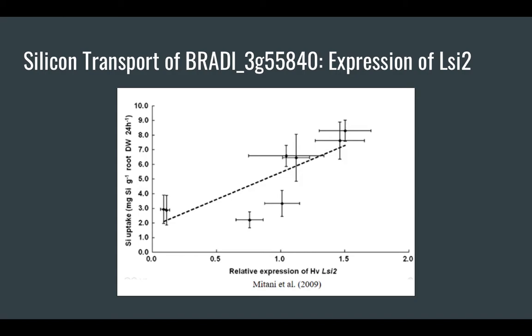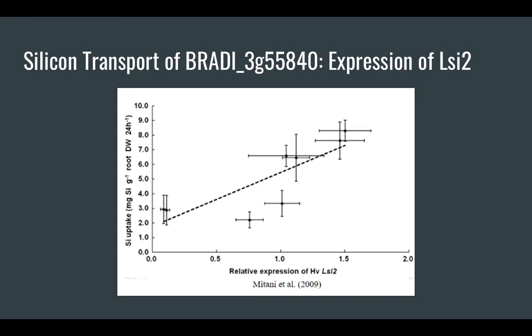Next, we have maize, barley, and rice, which were used to find our gene's functionality and the expression of LSI2. The identification and characterization of maize and barley LSI2-like silicon efflux transporters reveals a distinct silicon uptake from that in rice, and the rice zebra3 mutation disrupts the citrate distribution and produces transverse dark green variegation in mature leaves. These were the research articles used to ascertain the functionality of Brady 3G55840.